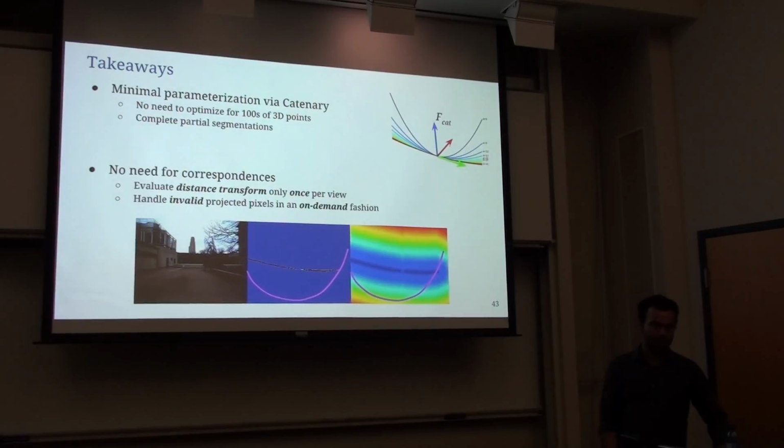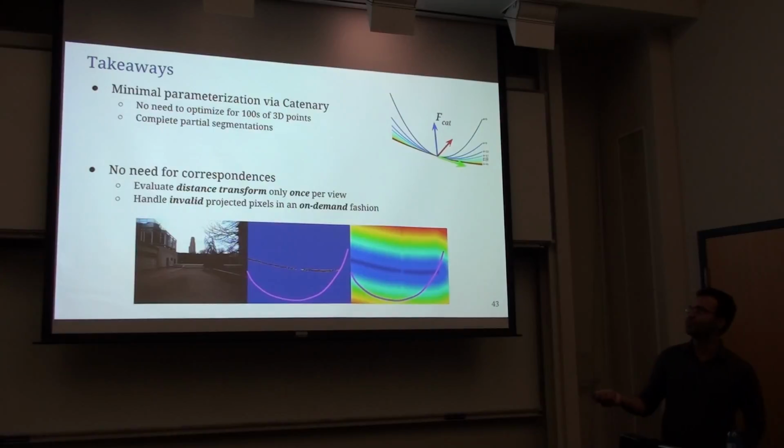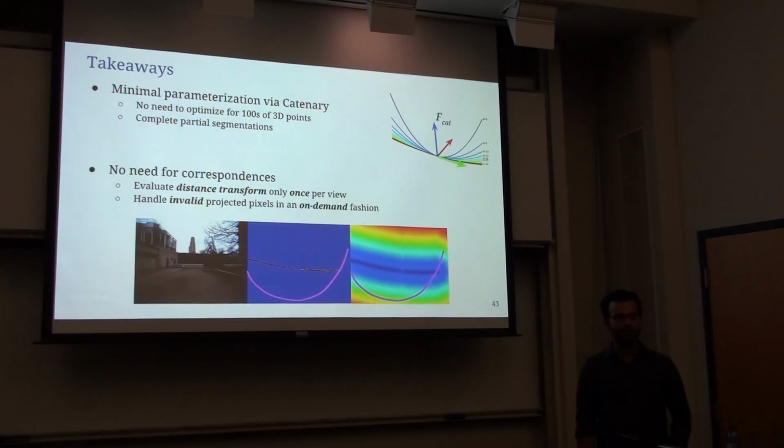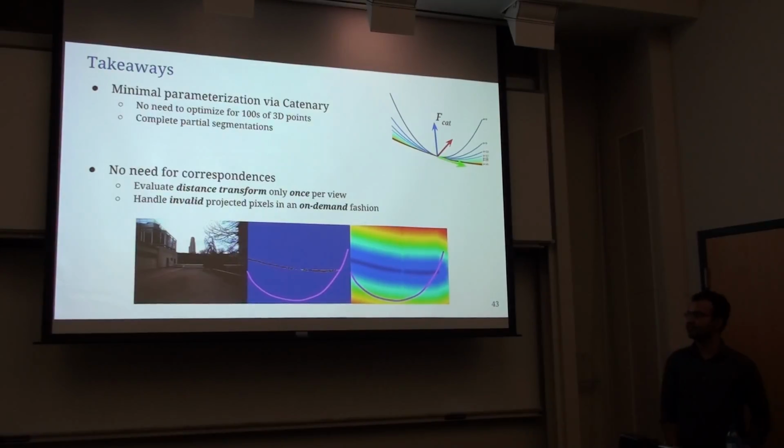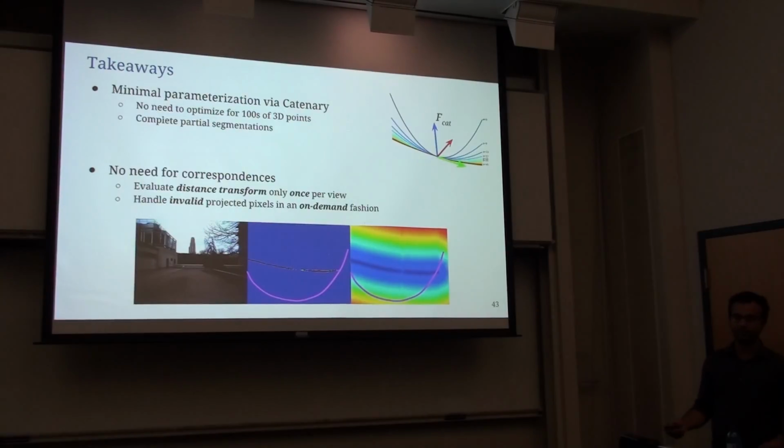I propose a minimal parameterization of the catenary curve. If you were to do bundle adjustment of that, you will be optimizing for hundreds of 3D points, but all you needed was 5. And if there's a structure, you better model it and exploit it, because you can do things better. For the objective, we said you never need to evaluate pixel correspondences, at least for a single curve. So you can just take the distance transform of the curve segmentation, and you can also handle invalid projections.